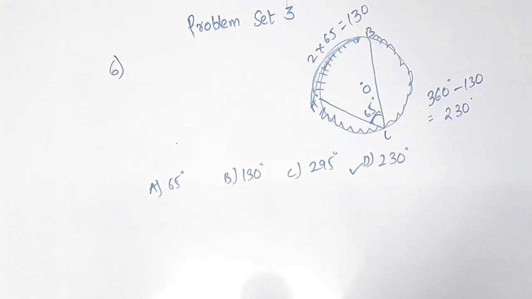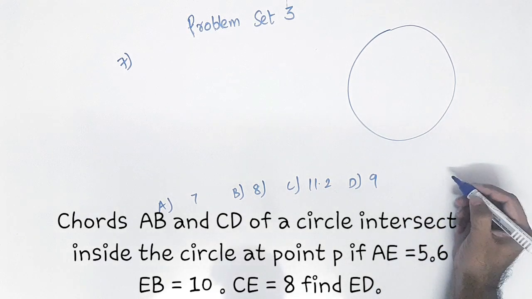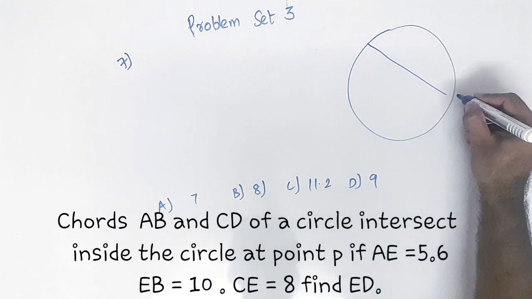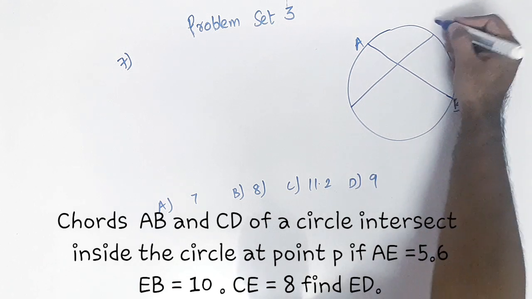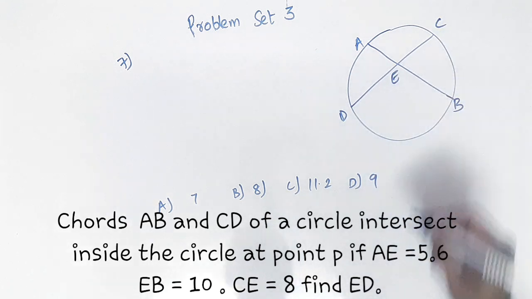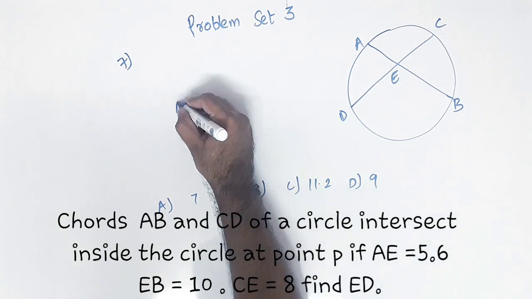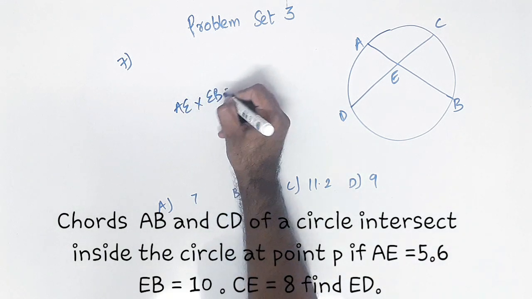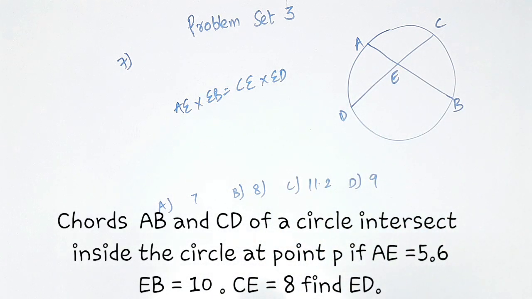Then the seventh one: given is chord AB and CD of a circle intersect at point E. So they intersect inside the circle, AB and CD, at point E. Because they intersect at point E, you know the property of intersecting chords: we'll have AE into EB is equal to CE into ED.